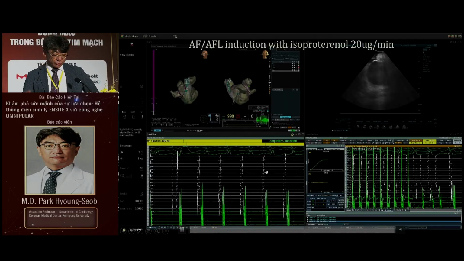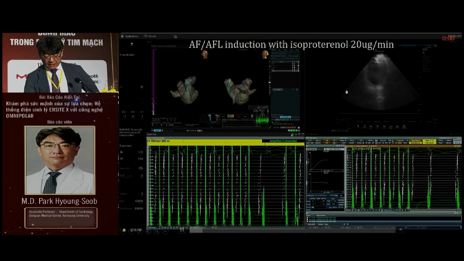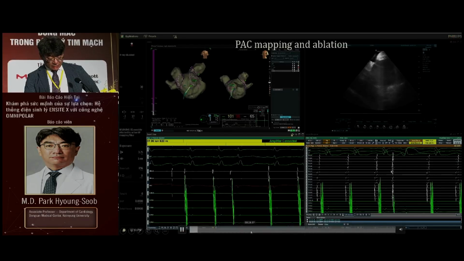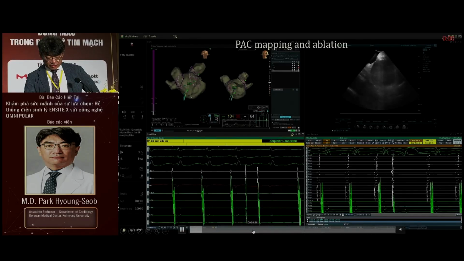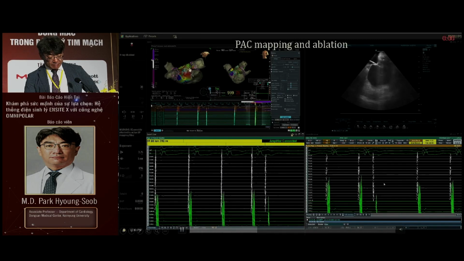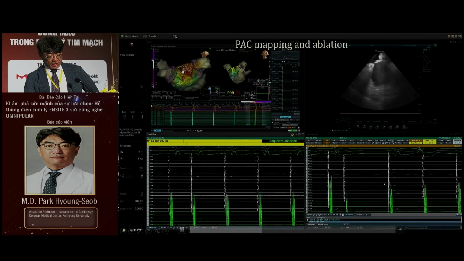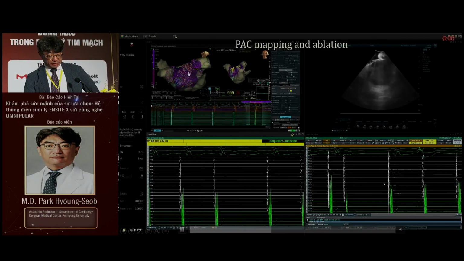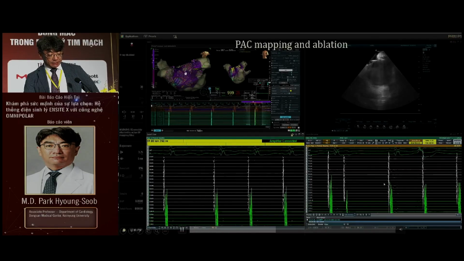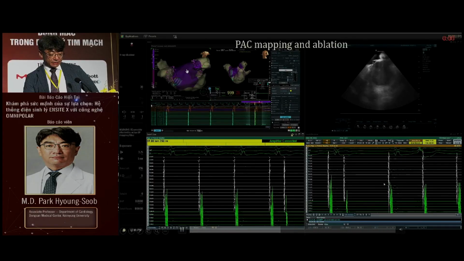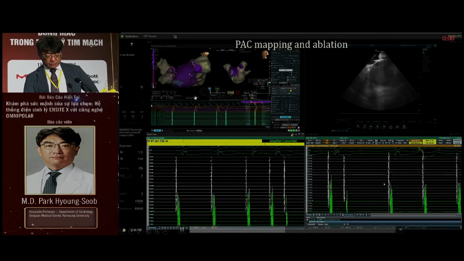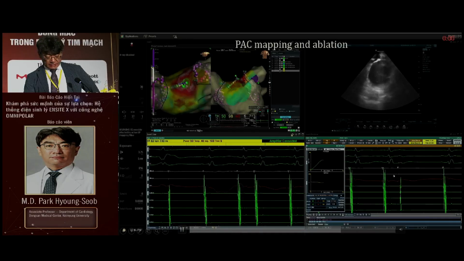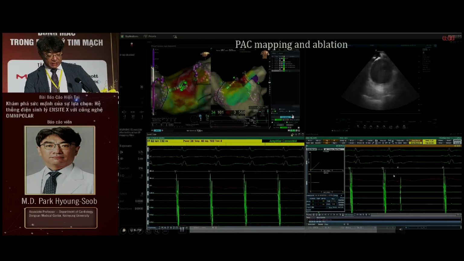So I decided to map the PACs and eliminate the PAC. I insert the ablation catheter and HD catheter into the left atrium again, and I mapped the PACs. The origin of the PAC was located at the roof of the left atrium. The activation map and propagation map showed that there is a PAC focus from the roof, and I performed the ablation at the roof area, and the PAC was eliminated.